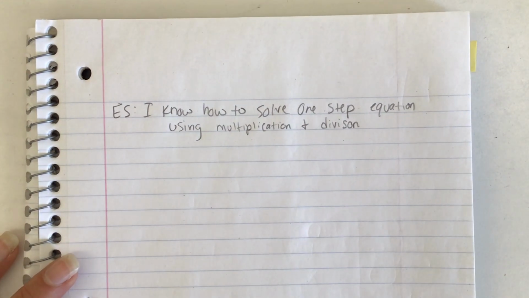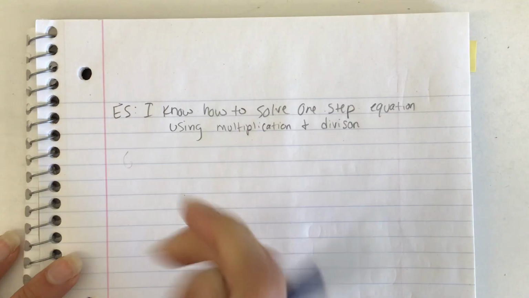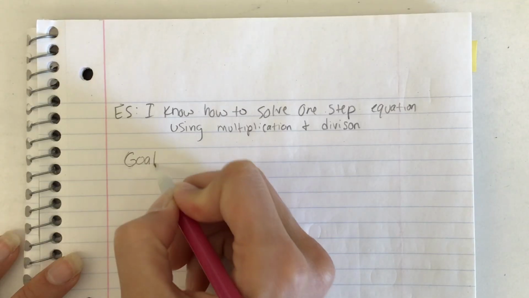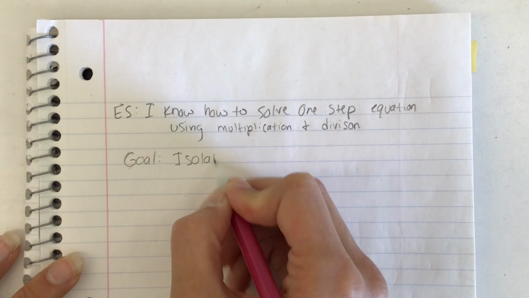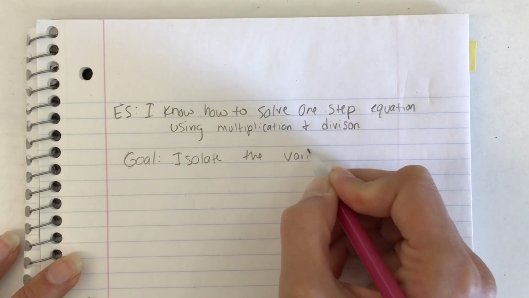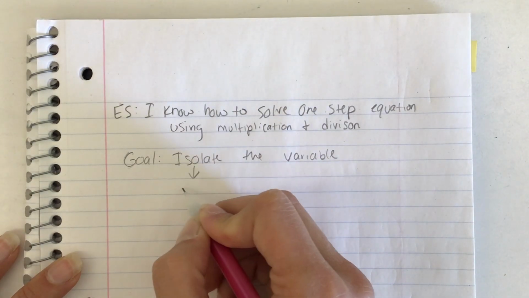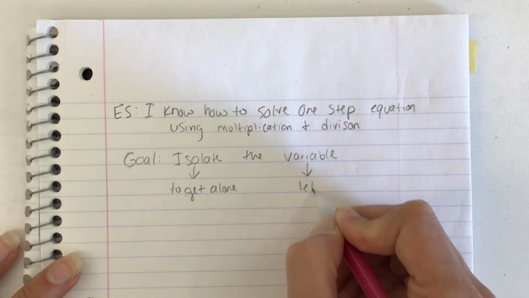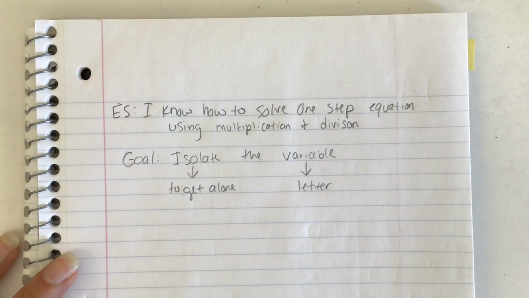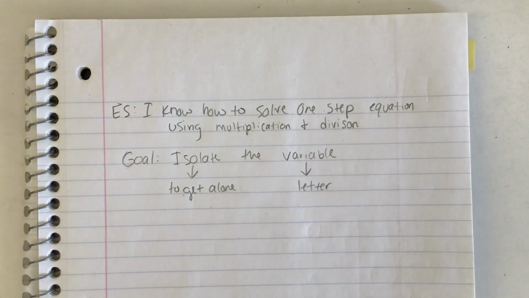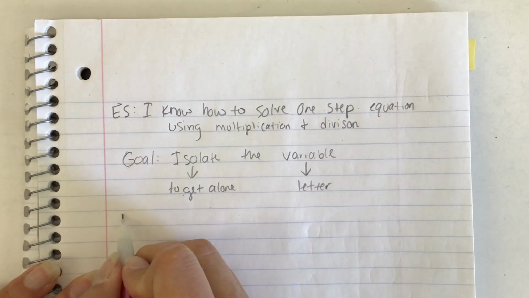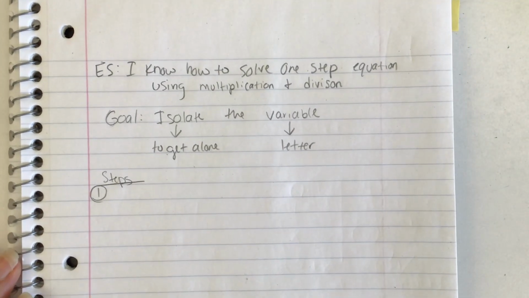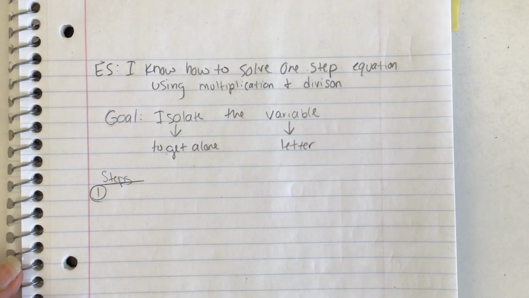So when we're doing multiplication and division, again, our goal is to isolate the variable. And remember, isolate is to get alone, and the variable is the letter. So we want to be able to get the letter alone. So let's look at our steps again. Our step number 1. And here is our first example problem.